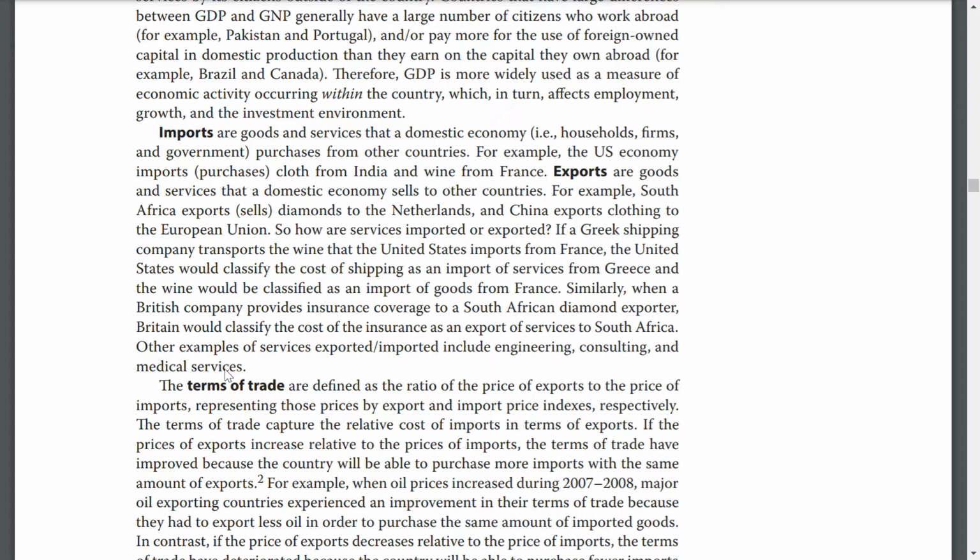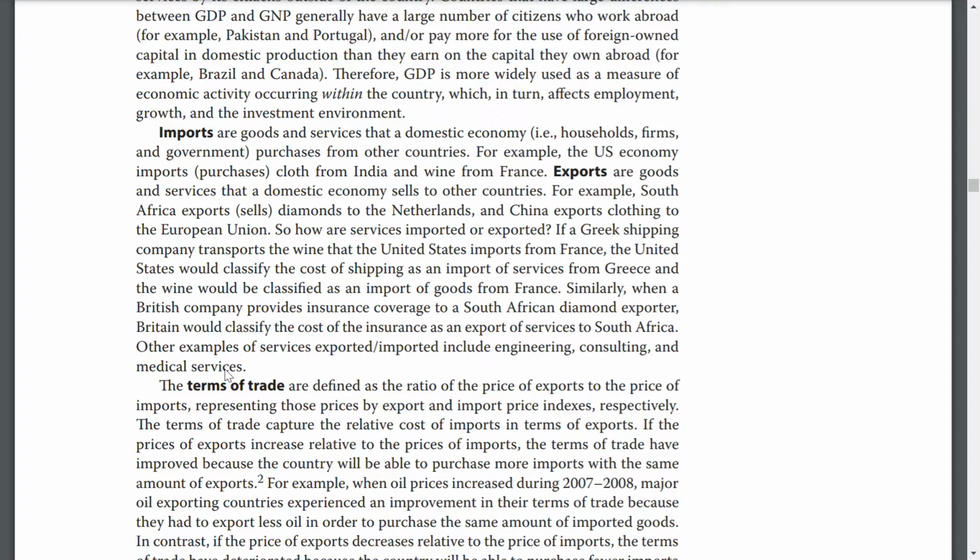So how are services imported and exported? If a Greek shipping company transports the wine the U.S. imports from France, the United States will classify the cost of shipping as an import of services from Greece, and the wine as an imported good from France.